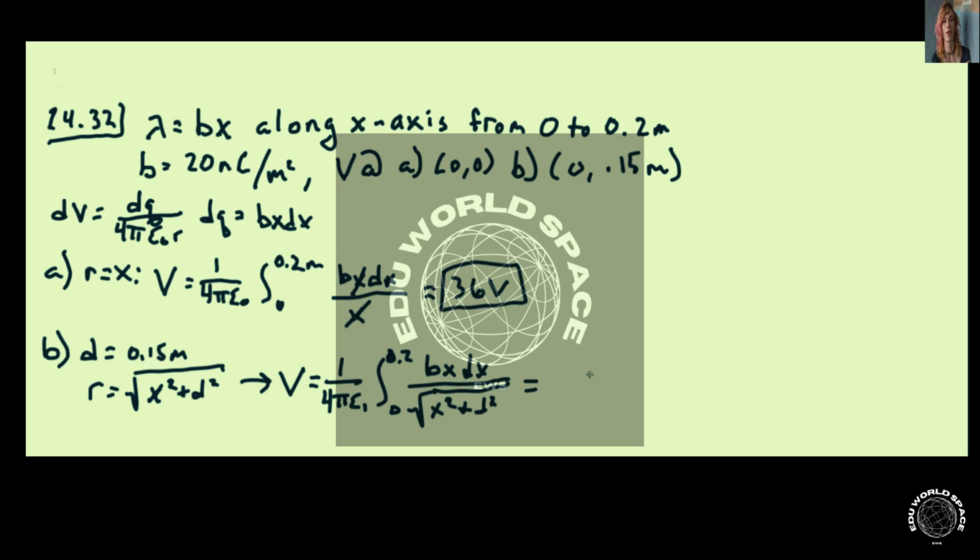And so then doing this integral, we get b over 4 pi epsilon naught times the square root of x squared plus d squared, evaluated from 0 to 0.2 meters. And then plugging in the numbers and taking the appropriate difference, we get 18 volts.